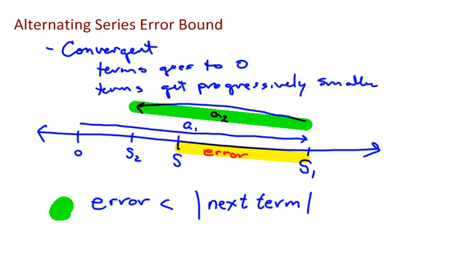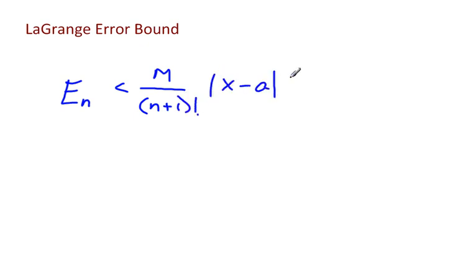All right, so this brings us to the Lagrange error bound, everyone's favorite. The formula says that the error using n terms is less than M over (n plus 1) factorial times the absolute value of x minus a to the n plus 1. Let's make sure we label what is going on here. First off, this E is the error using n terms.